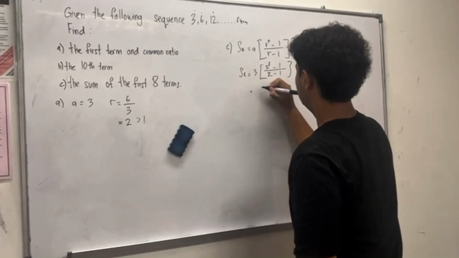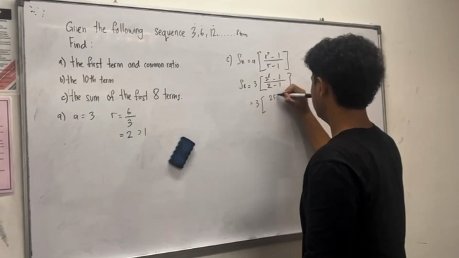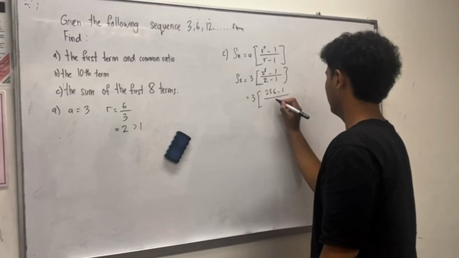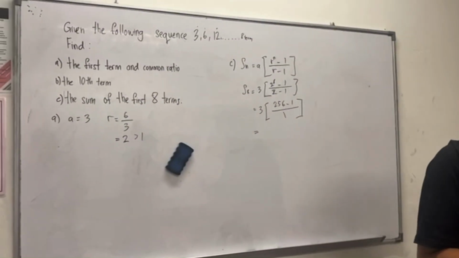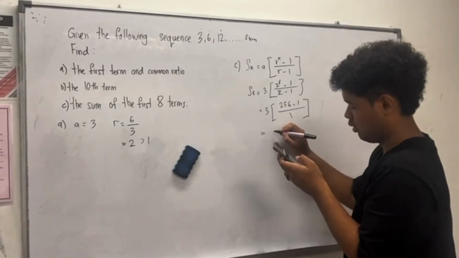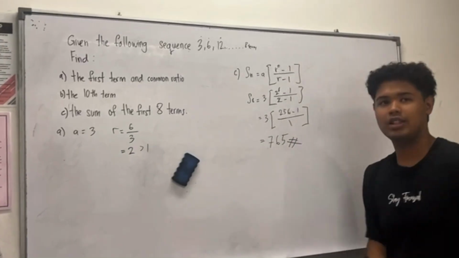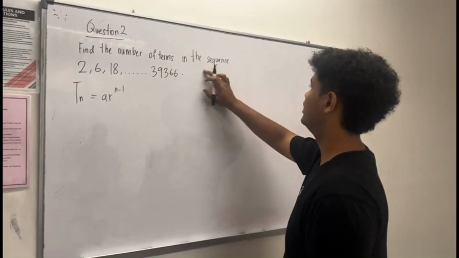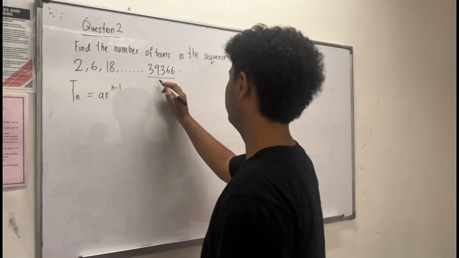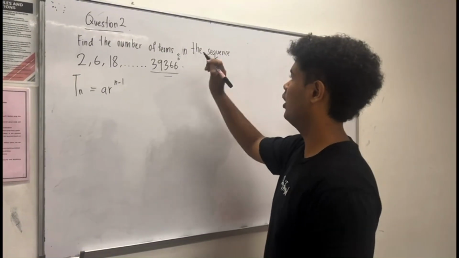So we will get 3 times 256 minus 1, so we will get 765. That will be the final answer. So we move on to the last question. Basically, find the number of terms in the sequence. There is this number, but we don't know at what term this number appears, so we need to find at what term this number is.